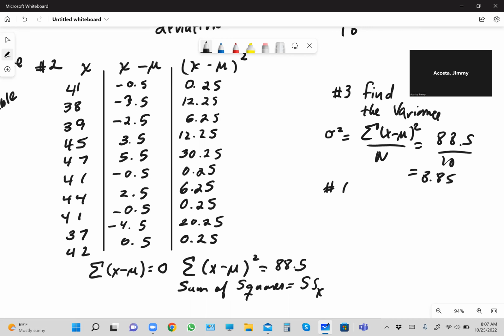And step number 4, we're going to find our standard deviation, which is what we do is square root the variance. So we're going to square root 8.85. Sometimes you don't have nice numbers for the variance. So you round the variance and then you square root it. But if you have it in your calculator, keep the best representation of that variance in your calculator. So this is going to be approximately 2.97.